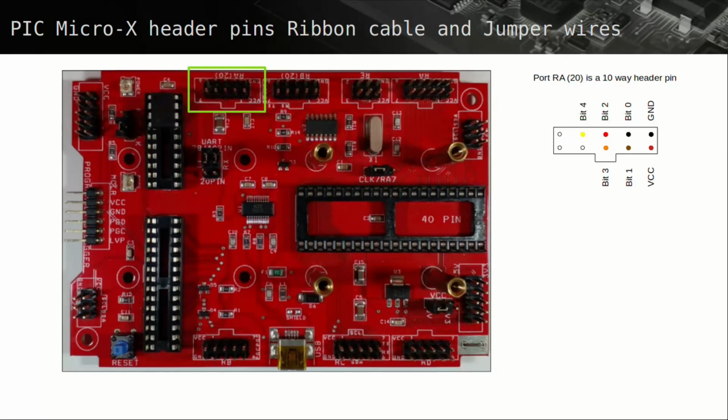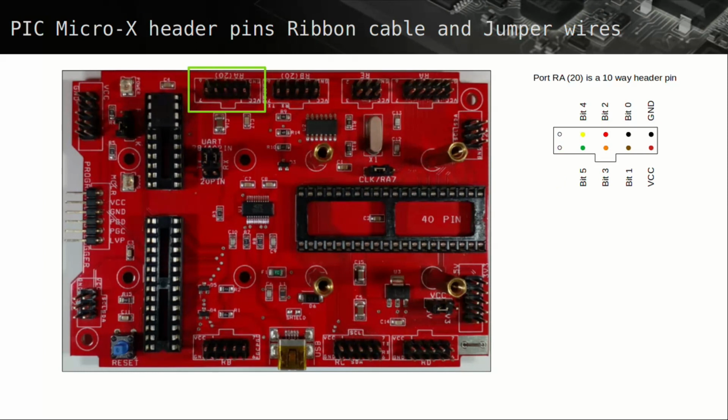Pin 7, or bit 4, positioned here, we'll use yellow jumper wires for bit 4 in tutorials. Pin 8, or bit 5, positioned here, we'll use green jumper wires for bit 5 in tutorials. Pin 9, or bit 6, positioned here, we'll use blue jumper wires for bit 6 in tutorials. Pin 10, or bit 7, positioned here, we'll use violet jumper wires for bit 7 in tutorials.